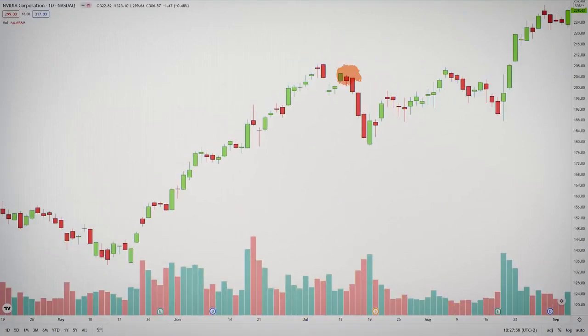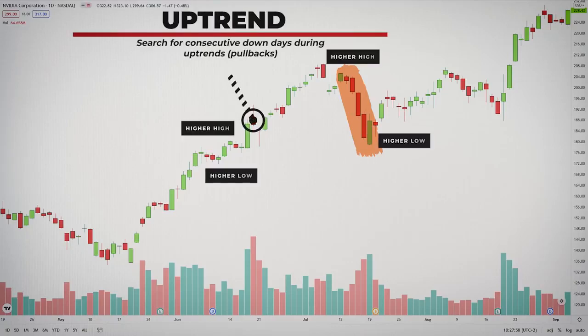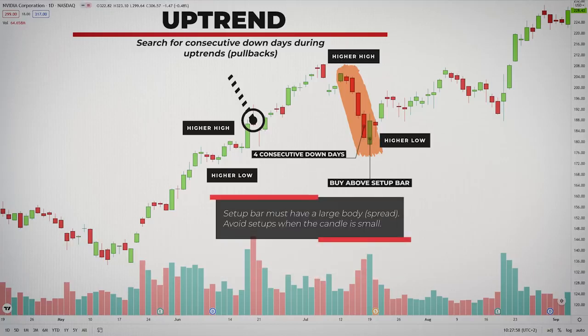Here's the ideal setup. This is a daily chart of Nvidia. First, we identify the market structure, uptrend, higher highs and higher lows, and observe these 4 consecutive down days. The 4-bar thrust didn't break below the previous swing low, which hints that this aggressive down move is just a correction in an uptrend. This bullish bar was the setup bar. I prefer the setup bar to be a large bull candle. If I see a low spread candlestick, I tend to ignore the setup.